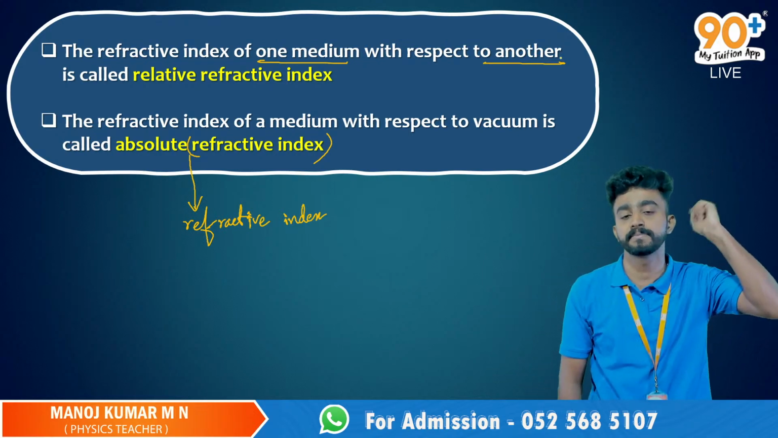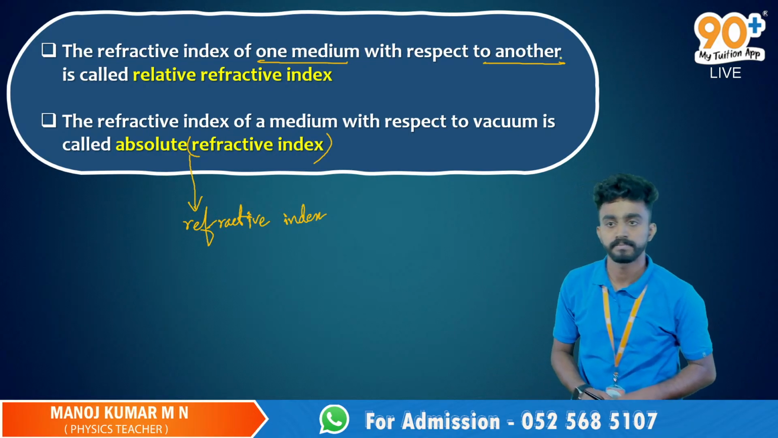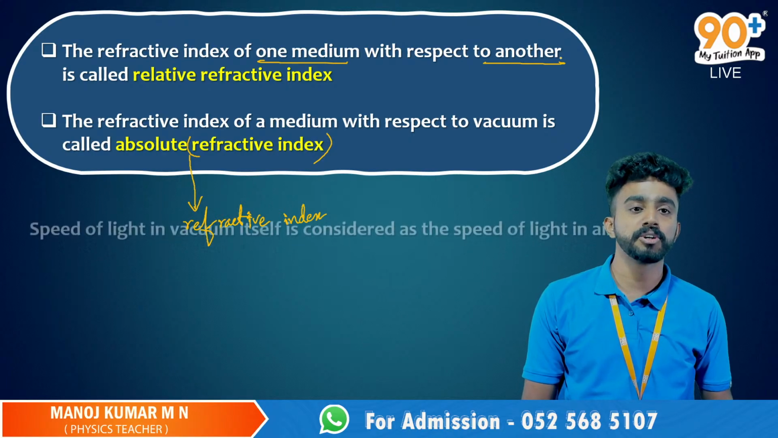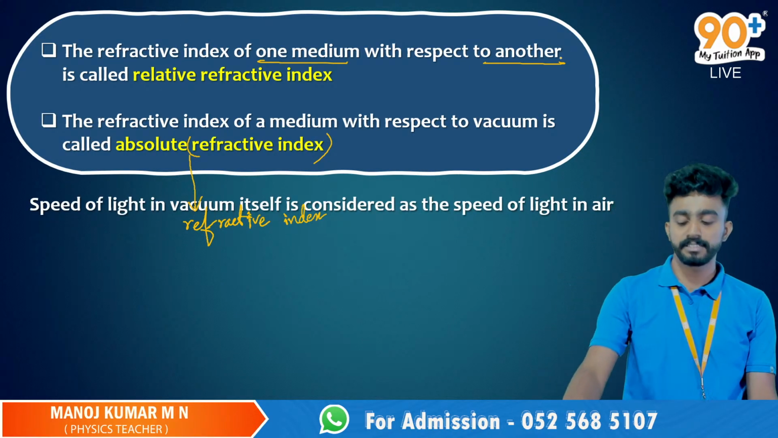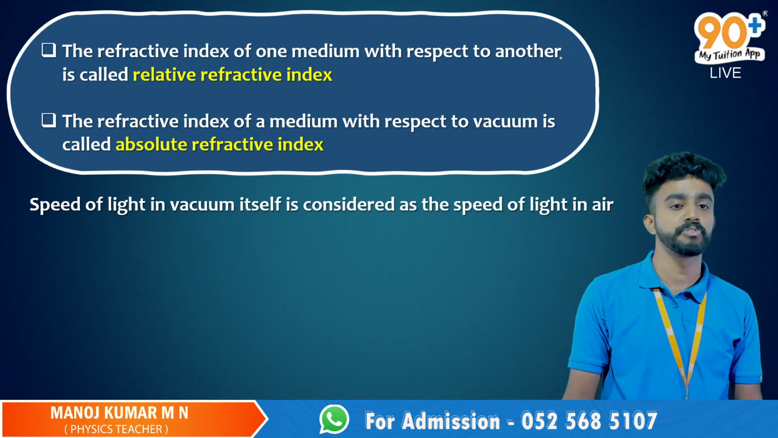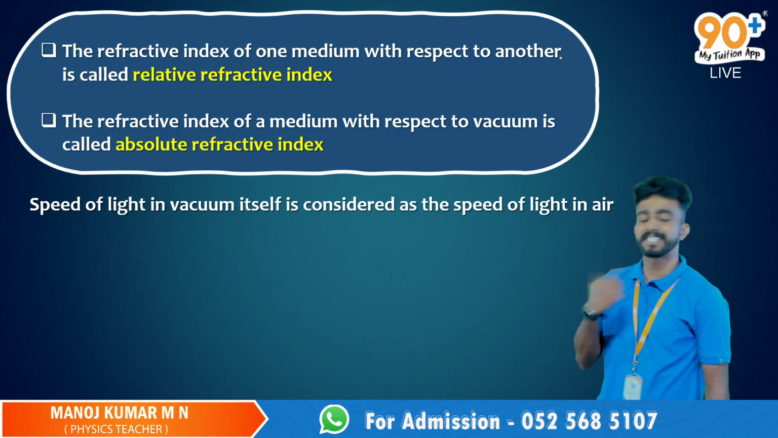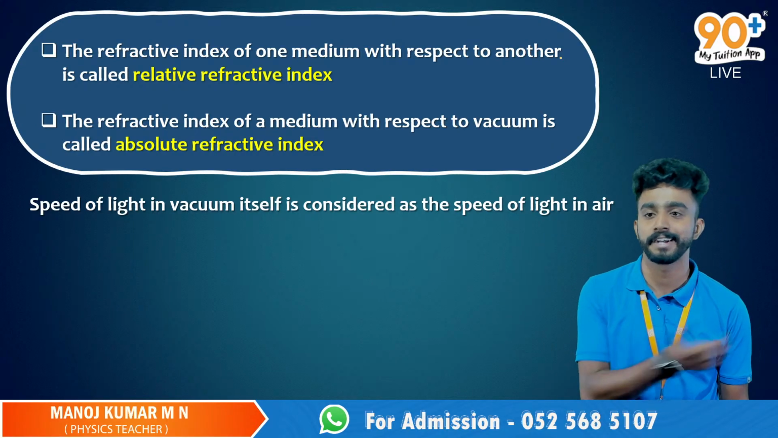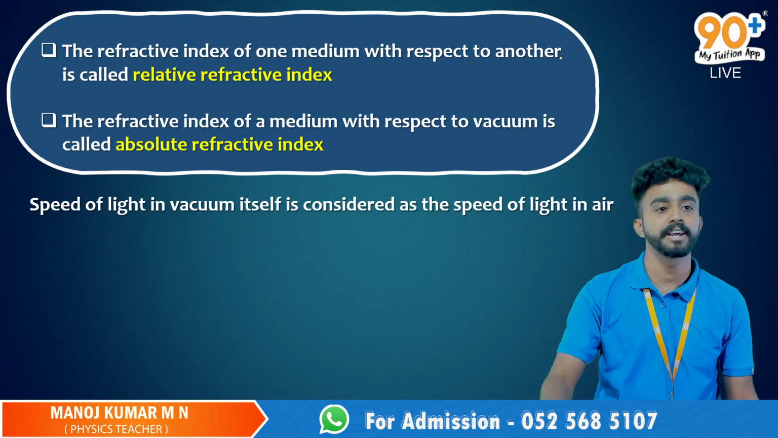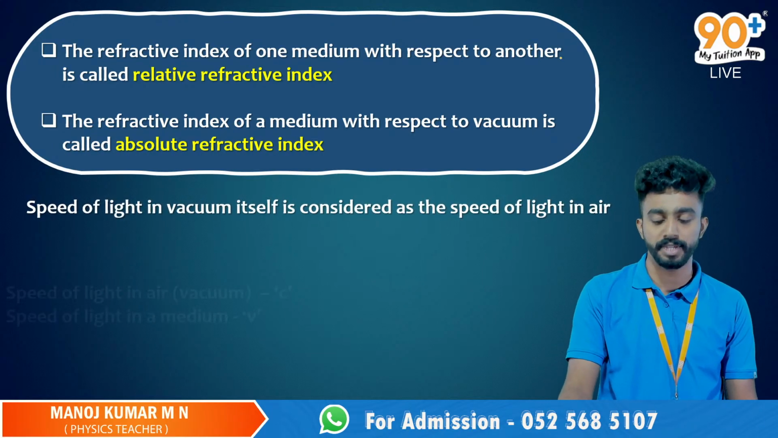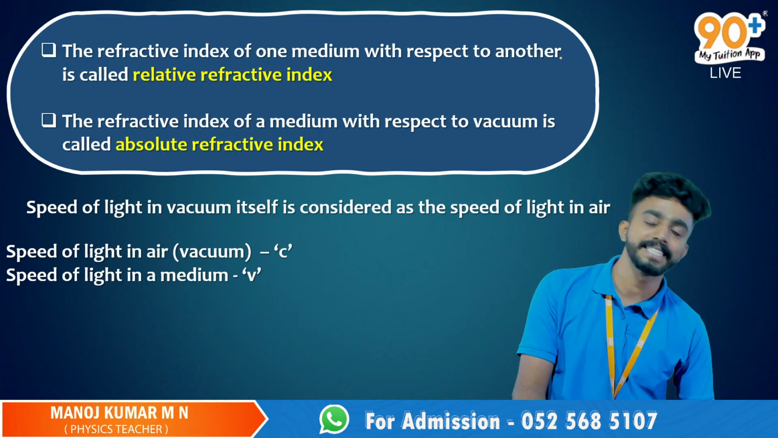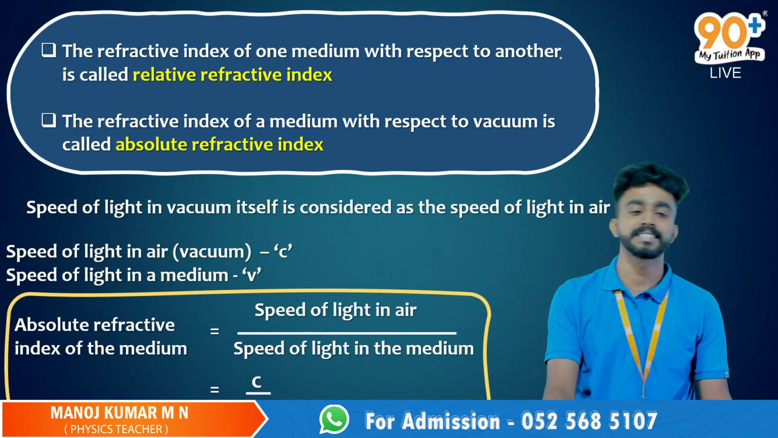Is it clear? Fine. Note it down. So absolute refractive index is also known as the normal refractive index. Please don't forget, speed of light in vacuum itself is considered as the speed of light in air. You guys know it already, I have shared it. Speed of light in air or vacuum is the same, 3 into 10 raised to 8. So speed of light in air or vacuum is considered as C. Speed of light in a medium is considered as V.